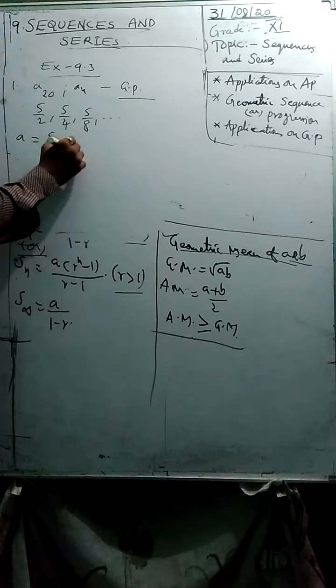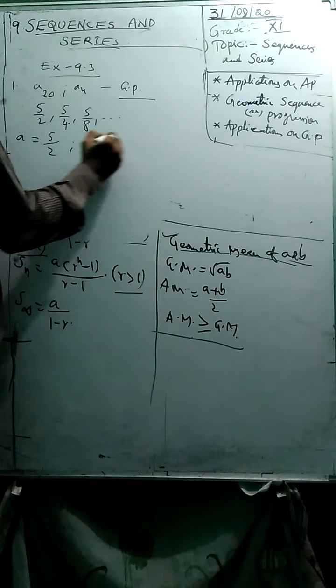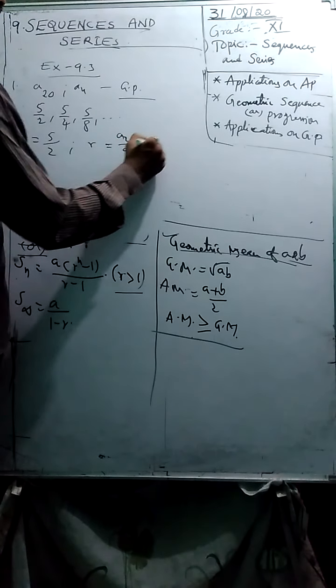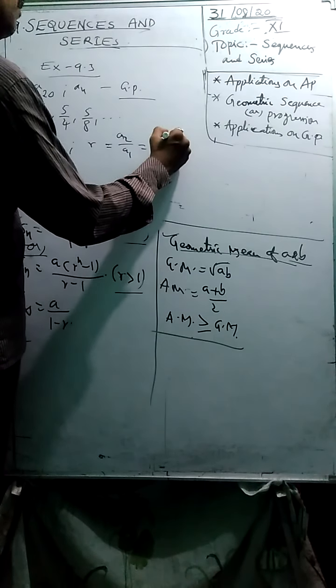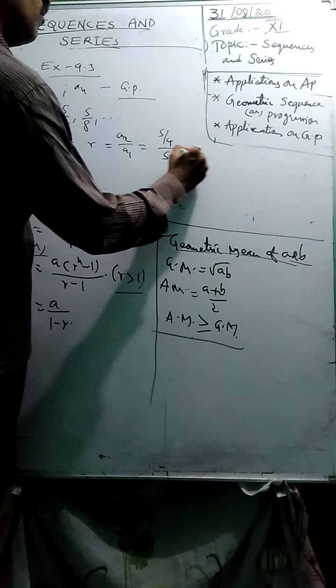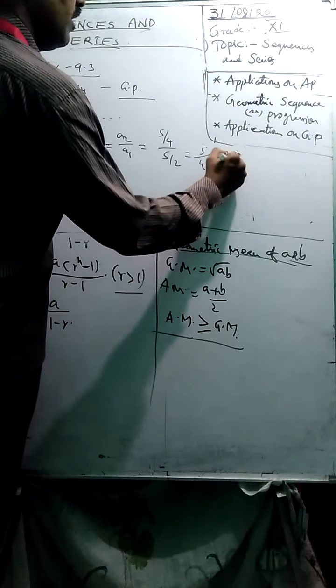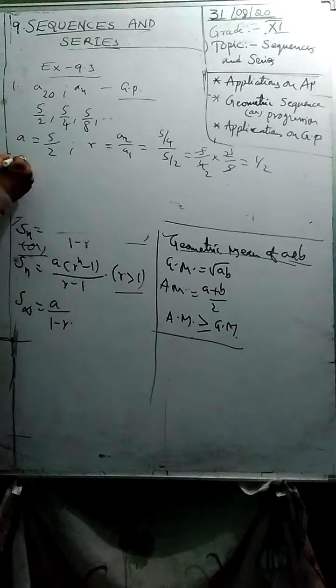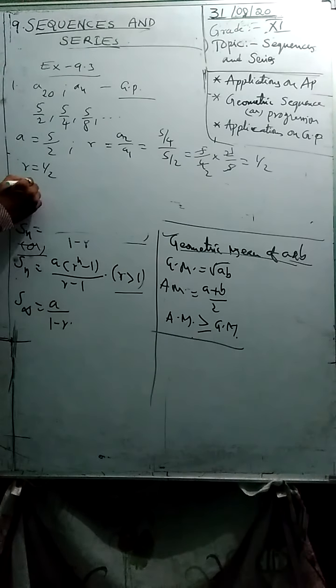As we know, first term A is 5 by 2. Common ratio is defined as A2 by A1 or A3 by A2, that is up to you. Taking 5 by 4 over 5 by 2, students, the 5s cancel to 1, and 2 over 4 gives 1 by 2. So R is 1 by 2.